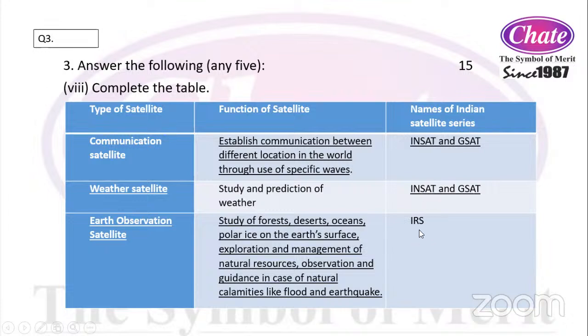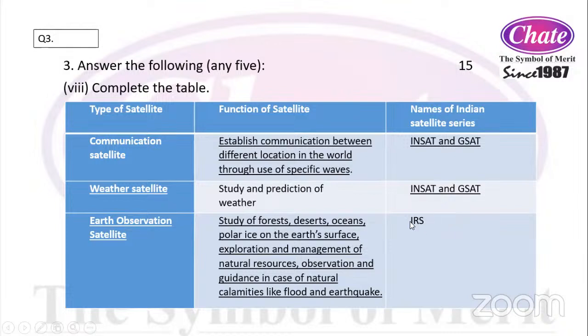In the last row, they have just mentioned the IRS. This is the name of the satellite series they have given. From this, you should know why this satellite is used here. In this chapter also, this table is very important, and if you know this table, at least one question will be there. So from here, we can say that IRS is nothing but the Indian Remote Sensing satellites.